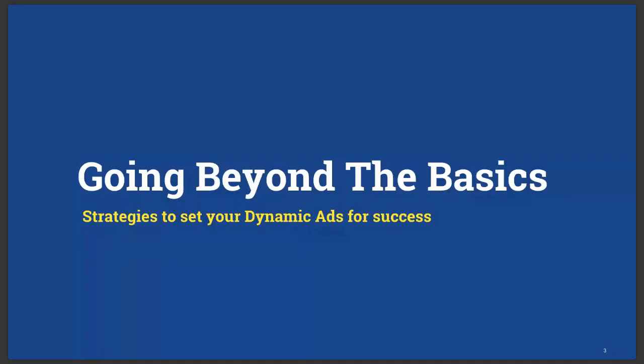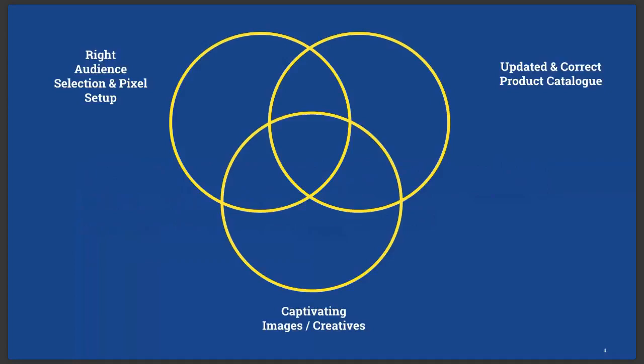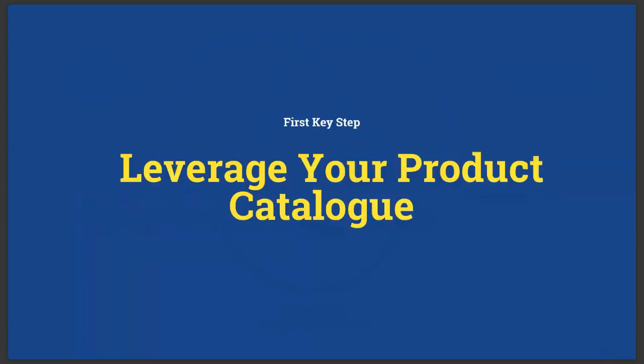Emily has correctly and rightly covered the why part of dynamic ads. Now we are going to look at some of the how, or the specific tips and strategies. If I were to summarize the rest of this webinar in just one slide, this would be it. When you create a new dynamic ad campaign, you need essentially 3 ingredients to make it successful. One is a correct, updated product catalog. Second is really captivating, nice images and creatives. And third is about setting up your audience correctly and setting up your pixels correctly. So let's take a look at each of these in detail.